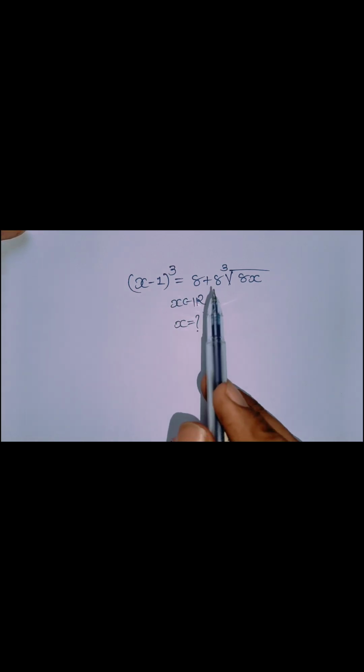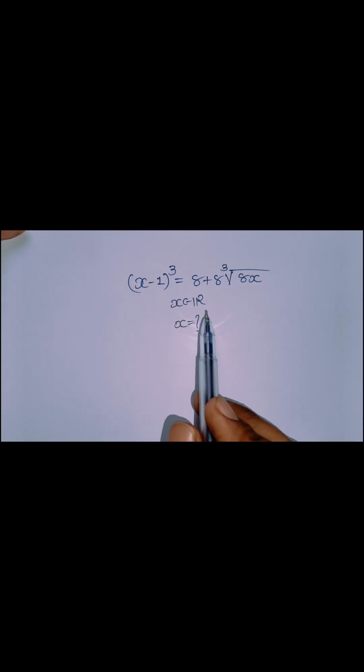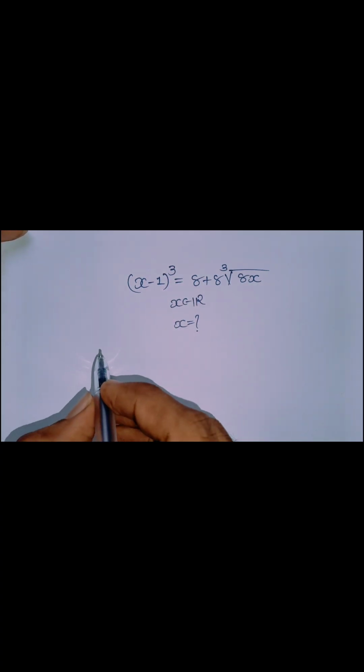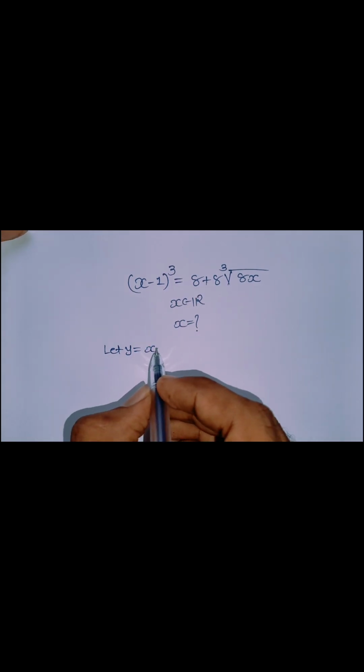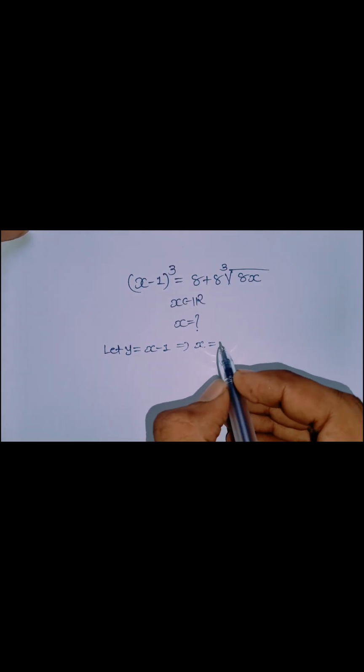Hello student, the equation given is (x - 1)^3 = 8 + 8 * cube root of 8x, and x belongs to the real number set. Then find the value of x. First of all, consider x - 1 equal to another variable. Let y = x - 1. This implies x = y + 1.